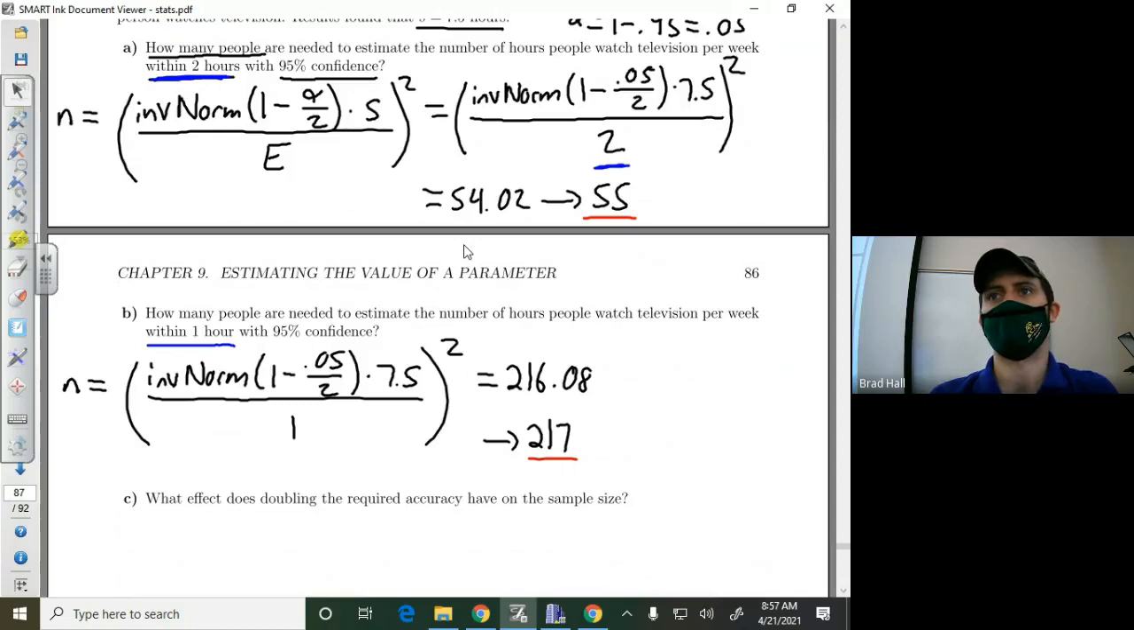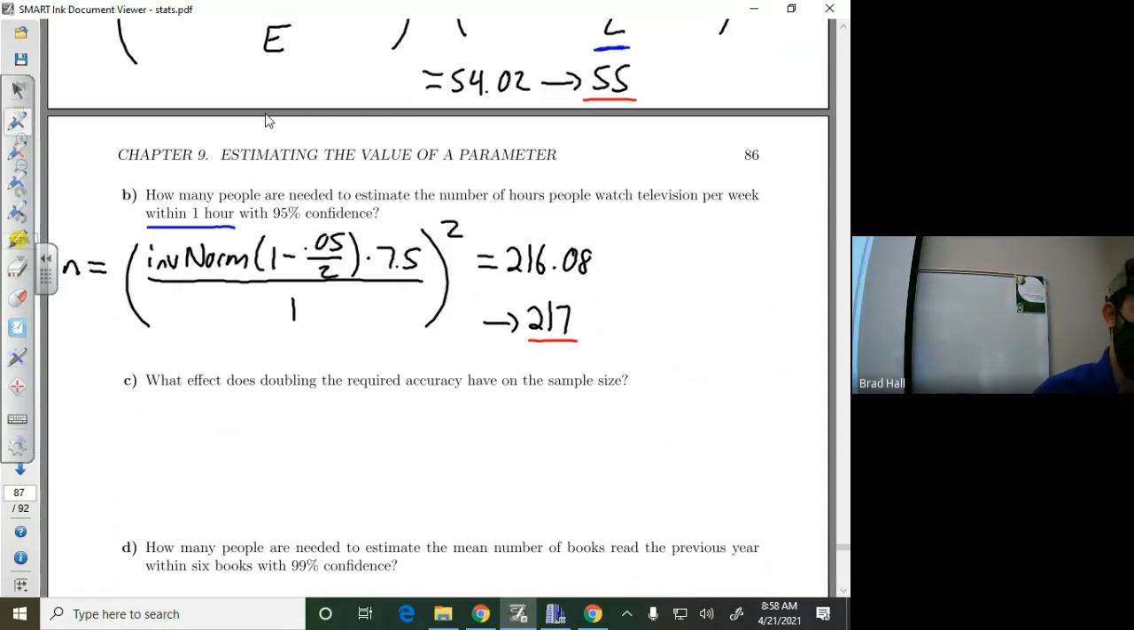What's that? I'm saying more people. Yeah, ultimately the number of people quadruples. I believe that's what it says in your homework. It uses that terminology.